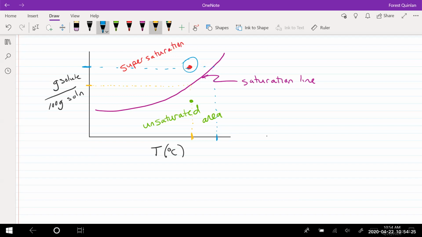If I am at this orange temperature right here, but I want that much stuff in my solution at that temperature, all I have to do is increase the temperature to the blue, get up here, get that much stuff dissolved, saturate it out, and then cool it back down. And if I cool it back down and I do it right, and I do it very carefully, I can actually trick that solvent into keeping that amount of solute in it. I can trick it into having too much stuff. What does that look like?